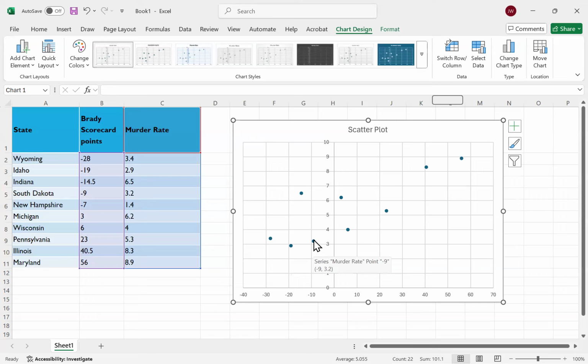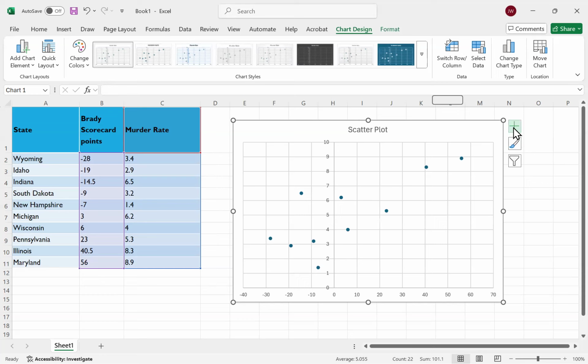is representing one of my states. So the Wyoming is -28 comma 3.4. You can see it when I highlight the points. When I put my cursor over that point, here is murder rate where the point is -14.5 comma 6.5. So that's the Indiana point.